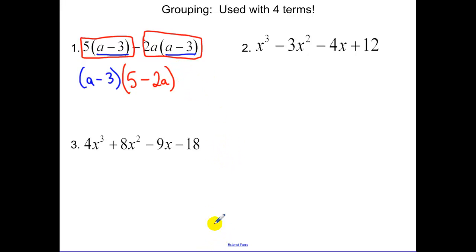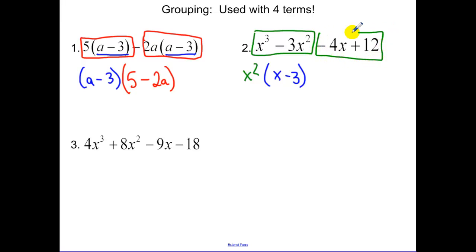A more complex grouping. It's called grouping because you group the first two terms together and factor out the greatest common factor. So what's common in both those? X squared. What am I left with? X minus 3. Second two terms, you have to carry this minus sign with it. So I'm going to factor out a negative. What's common in both those? 4. Now what am I left with? X minus 3, because if I were to distribute that negative 4 back in, that would make it a positive.